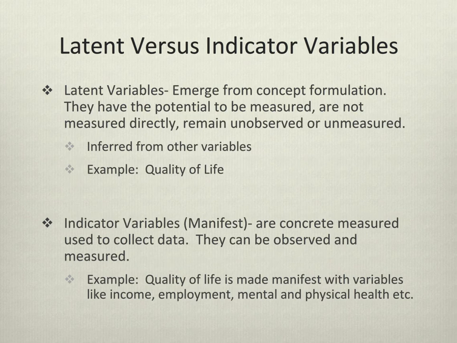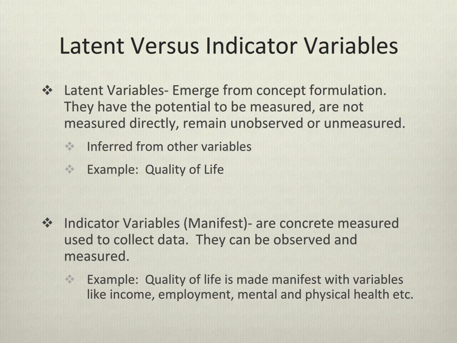Latent variables emerge from concept formulation. Essentially, they're variables that are difficult to measure directly, but we measure indirectly through other related variables. For example, quality of life is a good example of a latent variable. It's difficult to measure directly, but we can measure lots of different components that we combine to create a new variable, quality of life.